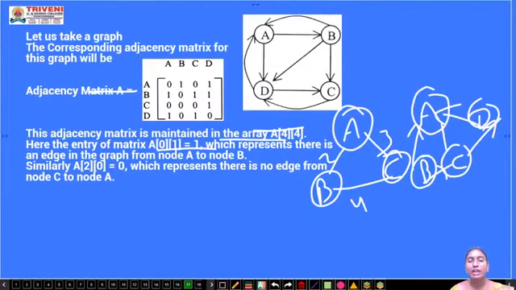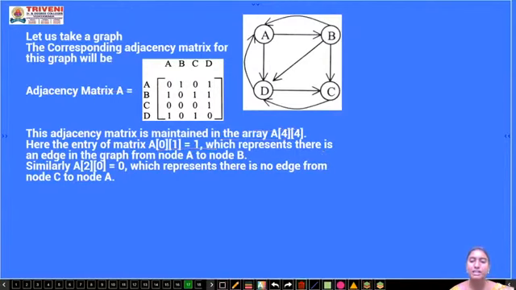So for a directed graph, if there is no link between any two nodes, then it will be replaced with 0. Otherwise, if the connection is there from one node to another node, it will be placed with 1. And the adjacency matrix is maintained as A of 4 by 4 matrix, that is here 4 rows and 4 columns. That is A of 0, 1 is the first position of the element. That is A of 0, 1 is the second element. That value is 1.